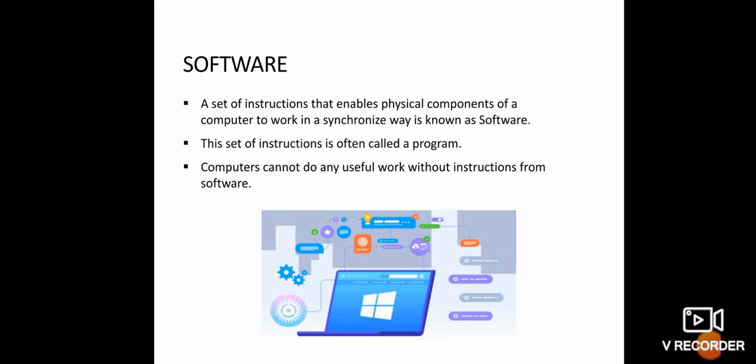Then we have the software. Software is the set of instructions that enables the physical components of a computer to work in a synchronized way. This set of instructions is called a program. Usually all those instructions will be in a set, stored in the form of a program in your computer. Your computer can execute only by using software. Without software a computer cannot execute itself, because the hardware devices need software in order to run.